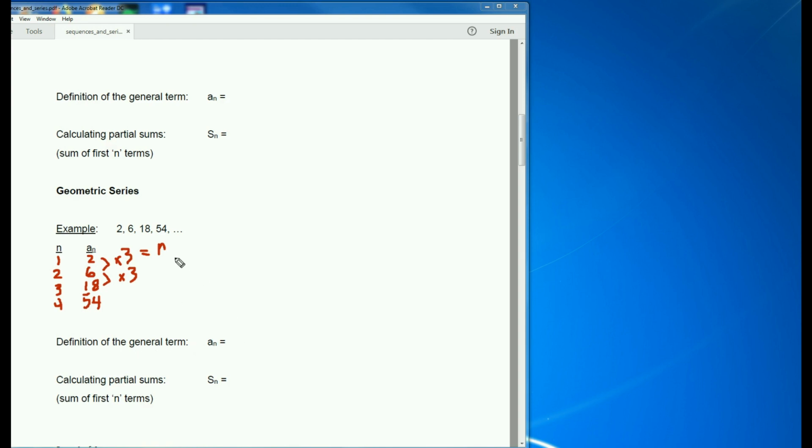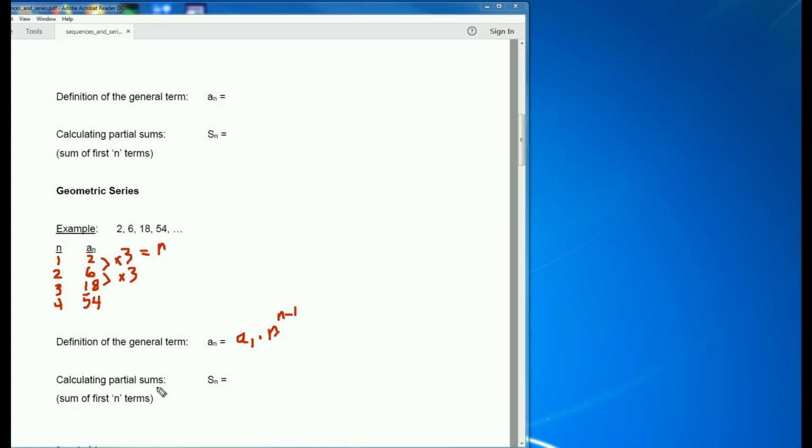So we use that r to define the general term of a geometric series. So a sub n is just equal to, again, the first term, times that common ratio raised to the n minus 1. So, first term and then just one less r's. So you just keep multiplying by r.